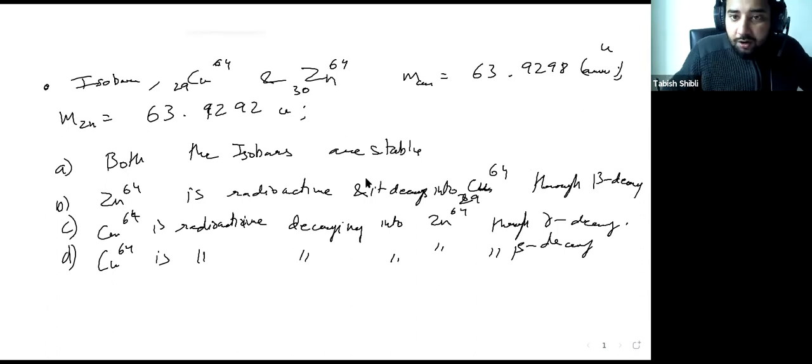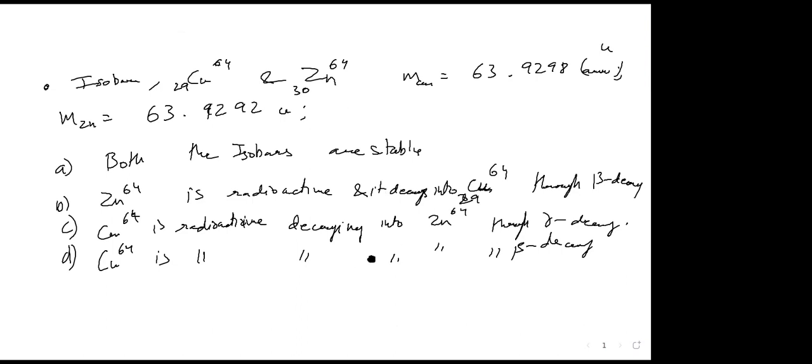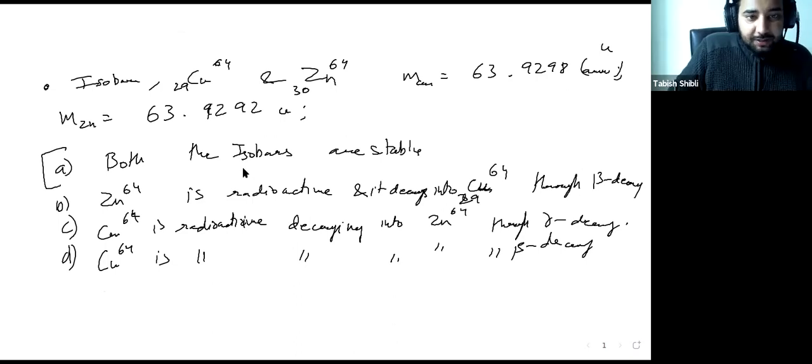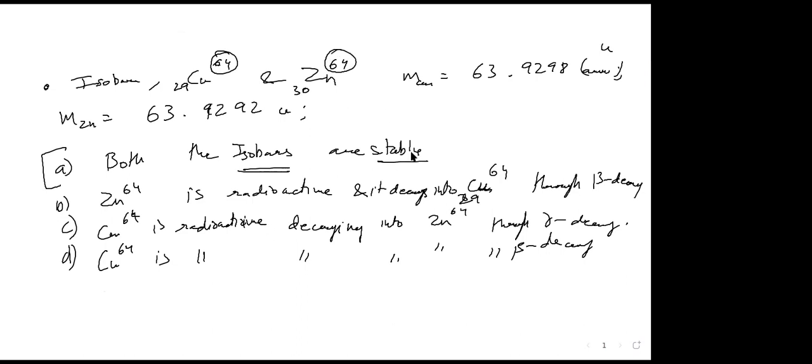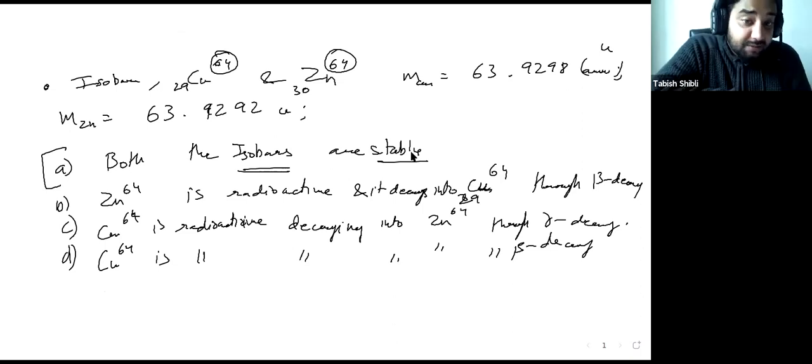Okay, how do you know that A and C are correct? For the first one, they both are isobars. Yes, they are both isobars. When one says isobars, they mean that their atomic masses are the same. That's absolutely true. But are both of them stable? That's the question.